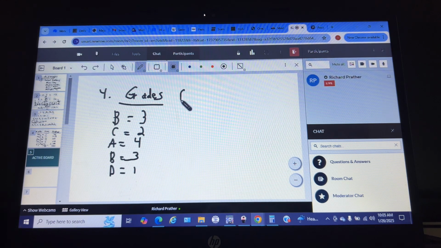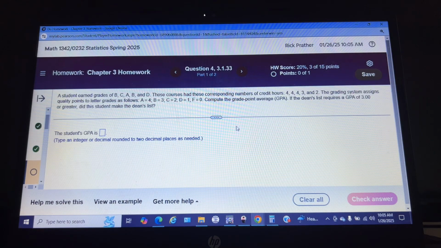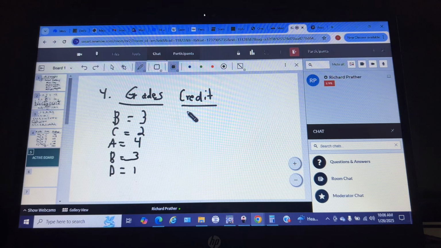But then there's also how many credits each class is worth. The higher credit class is going to weigh more into your GPA. It's better to get an A in a 4 credit class than to get an A in a 2 credit class for your GPA. If you're going to have a D, it's better to have a D in a 2 credit class than in a 3 or 4 credit class. So the credits were 4, 4, 4, 3, and 2. Luckily, the one they did the worst on was the 2 credit class. That's going to help their GPA more than if that was somewhere else.